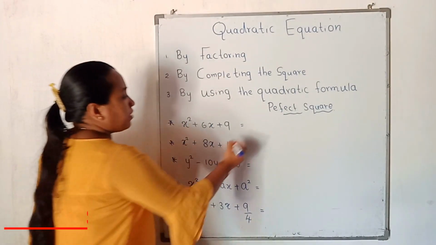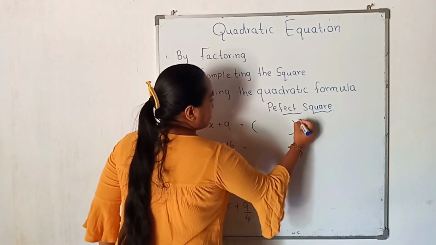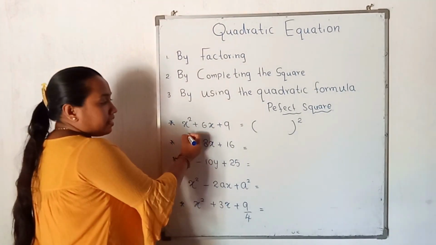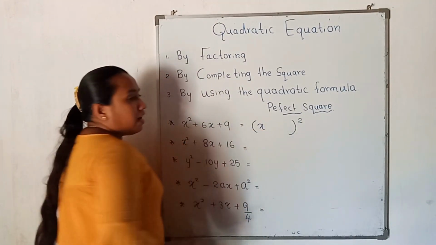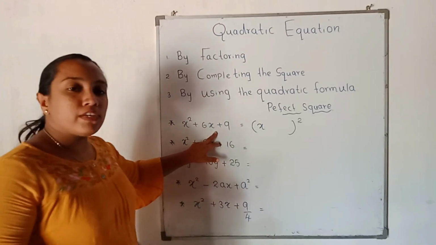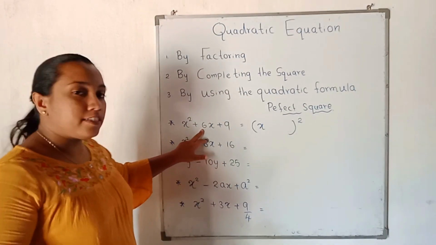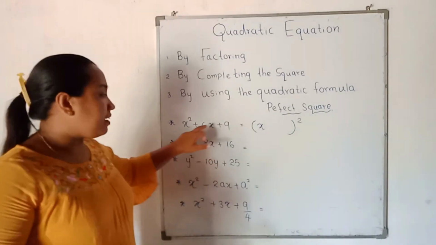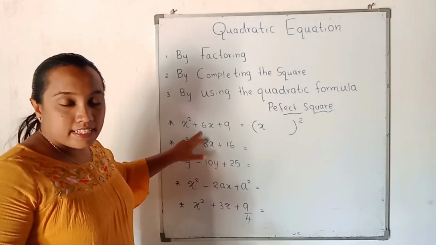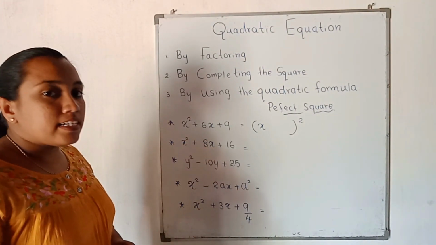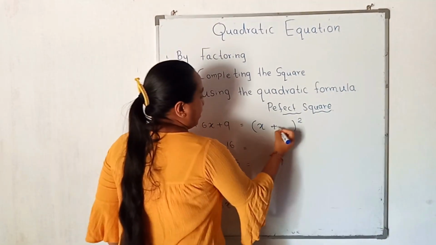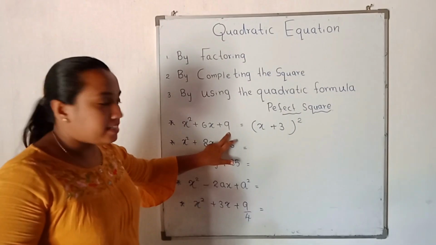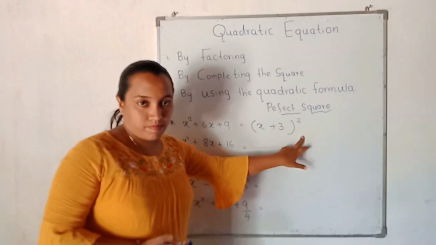Look at it. When we write the perfect square, it is represented as the square of something. Take x for the x squared. After that, take the coefficient of x divided by 2 and put it into the bracket. The coefficient of x here is plus 6. Divided by 2, the answer is 3. Then the perfect square of x squared plus 6x plus 9 is (x plus 3) squared.